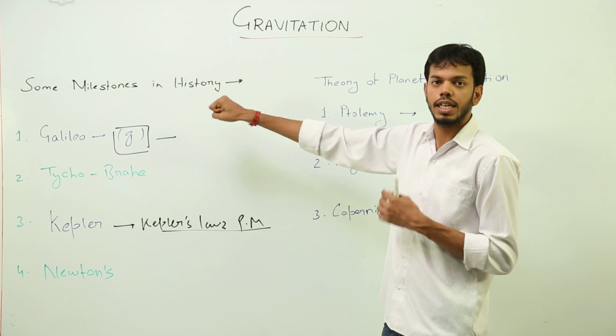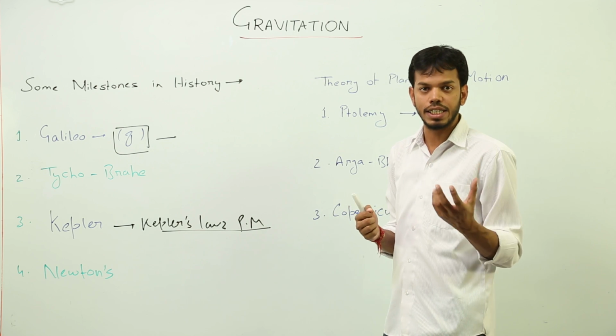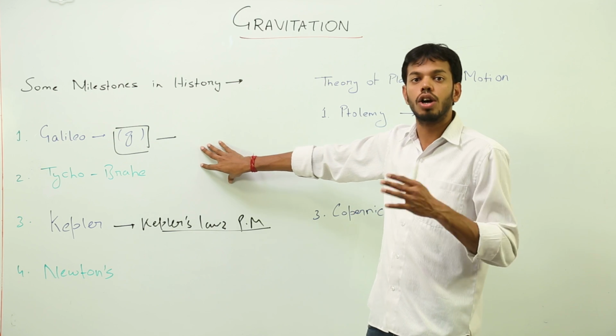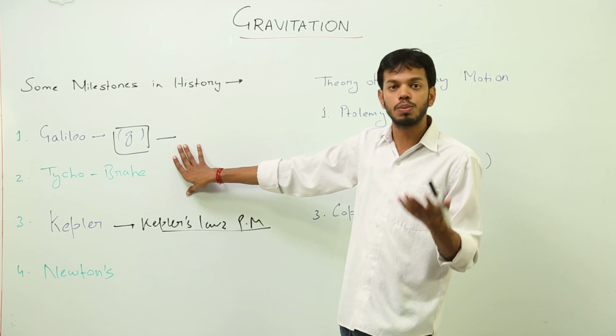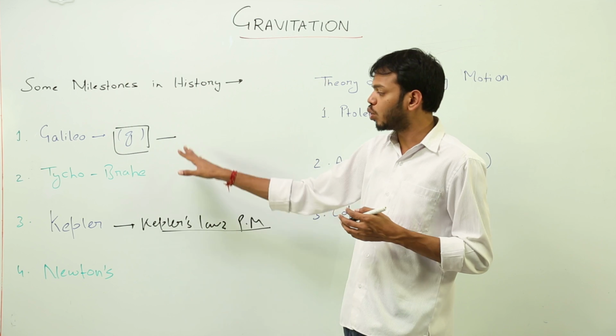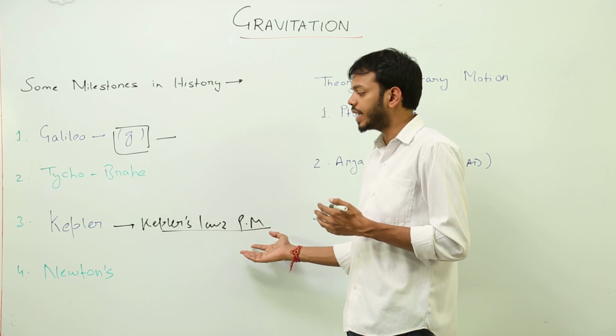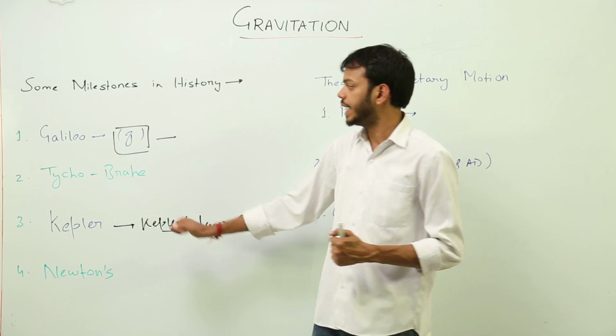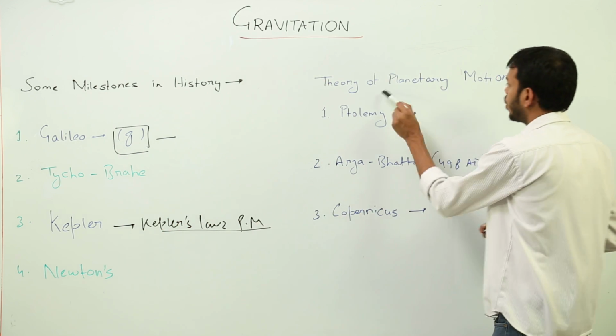Galileo said that there is a particular set of acceleration, a particular value with which Earth attracts bodies. Tycho Brahe noted the data in which planets move. Kepler noted those data and made Kepler's laws of planetary motion, and Newton, on the basis of these laws, made the law of gravitation, right?